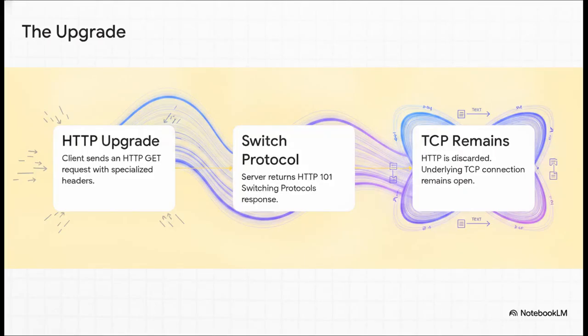Let's look at exactly how this builds into a persistent connection. A WebSocket connection actually begins its life as standard HTTP. The client sends an HTTP GET request with a specialized upgrade header. If the server accepts it, it returns an HTTP 101 switching protocols response. And once this handshake completes, the HTTP protocol is entirely discarded, the underlying TCP connection remains wide open, allowing both the client and the server to push text or binary frames back and forth asynchronously. It's a really elegant handoff.